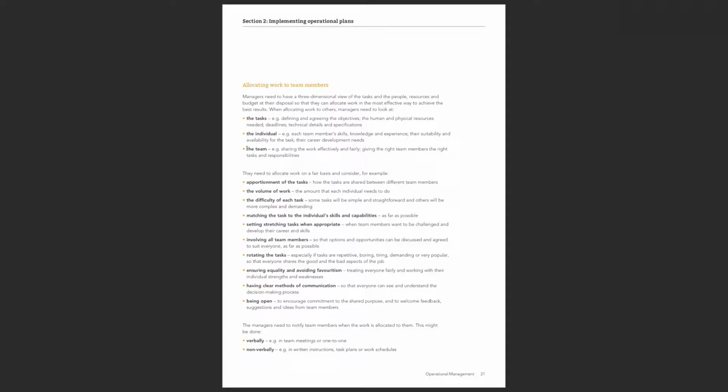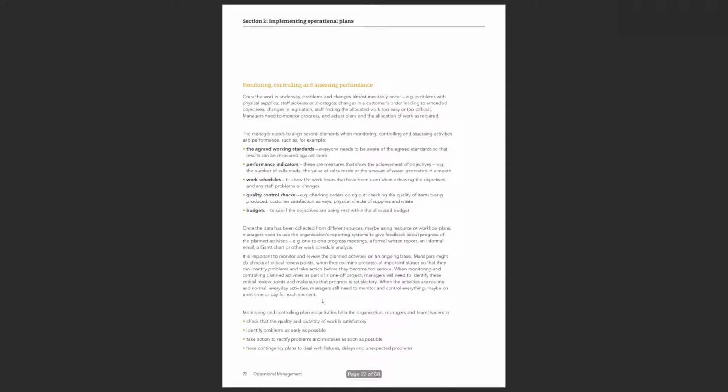You need to allocate work on a fair basis and consider matching the task to the individual skills and capabilities, involving all team members. You don't want to discriminate, which leads to ensuring equality and avoiding favoritism.